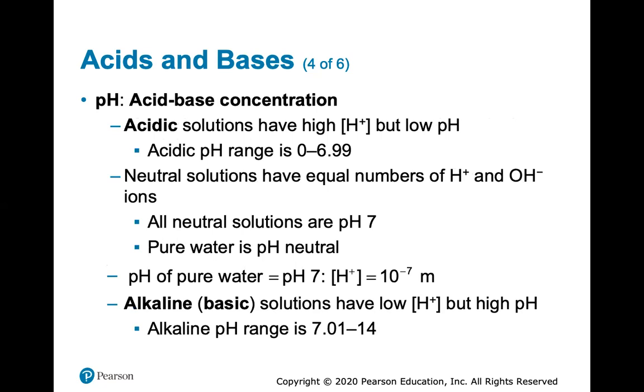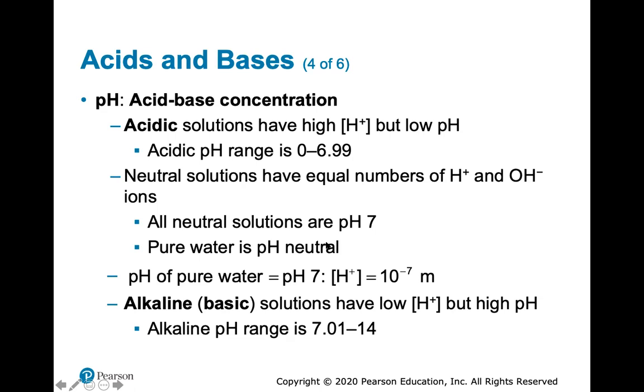Acidic solutions, again, have extremely high hydrogen ion concentrations, but they have a low pH. So if a solution is acidic, its range will be 0 to 6.99. A neutral solution just has an equal number of hydrogen and hydroxyl ions. So that neutral solution will always be a pH of 7. Pure water has a neutral pH.